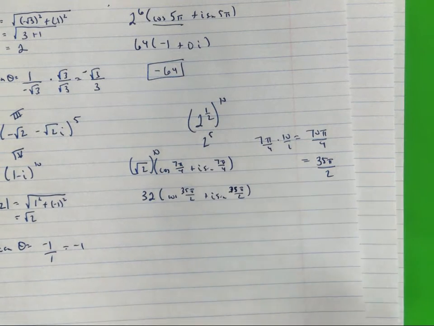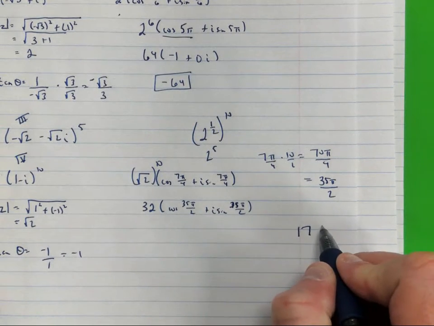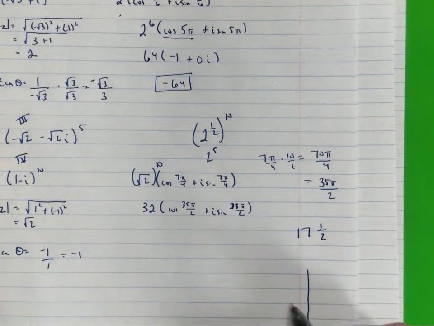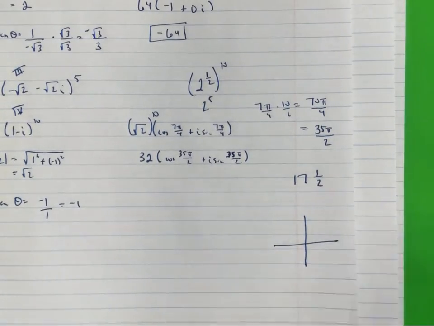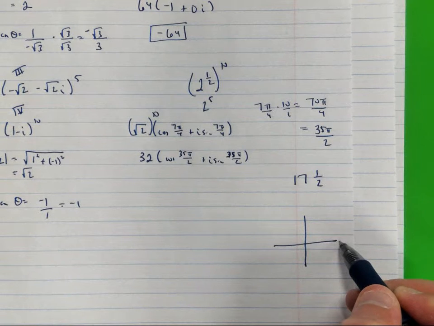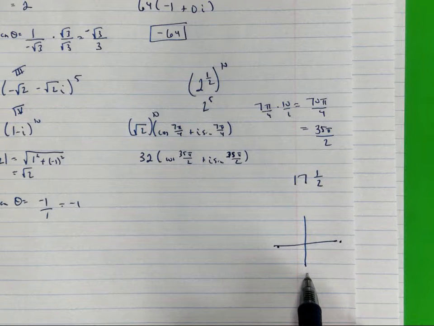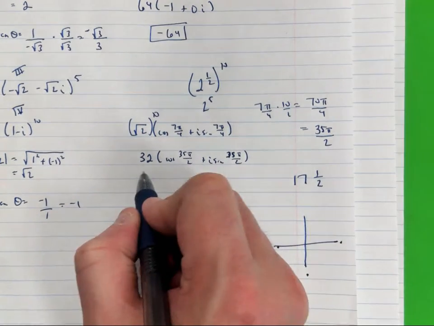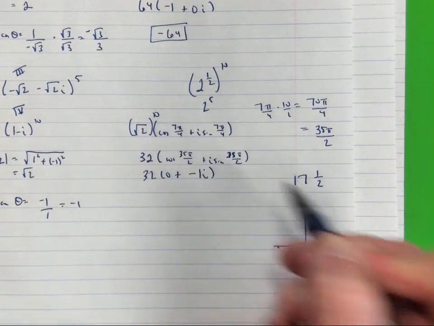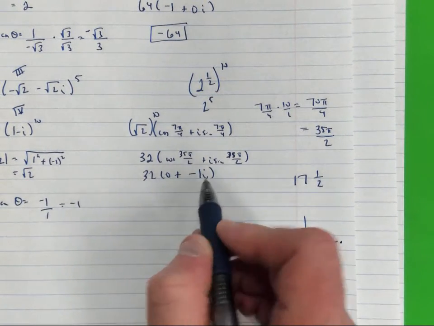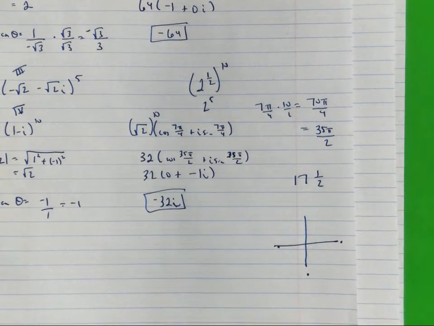Now, let's do this. 2 goes into 35 how many times? 17 times, with 17 and a half. So if I got a unit circle right here, 17 and a half, I went around it, I'll get 16 right here, wouldn't I? I need one more, that's 17, isn't it? Half is down here. Do you see this? So cosine of that would be 0. Sine will be what? Don't worry about the 0, but 32 times negative 1i is what? And that would be my value.